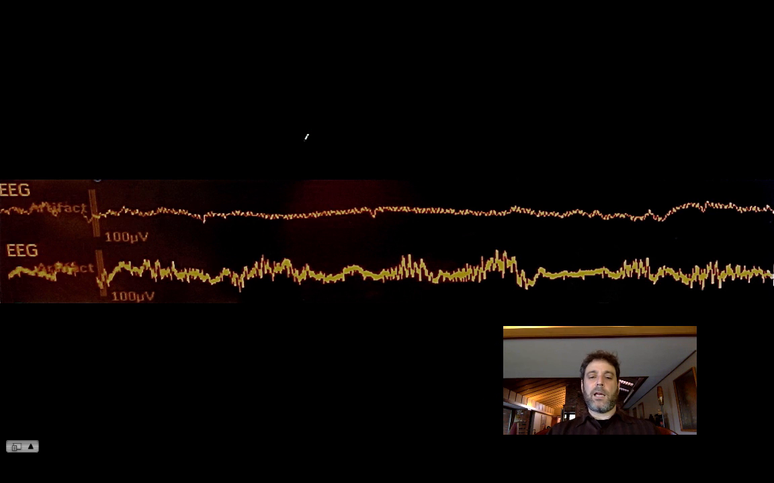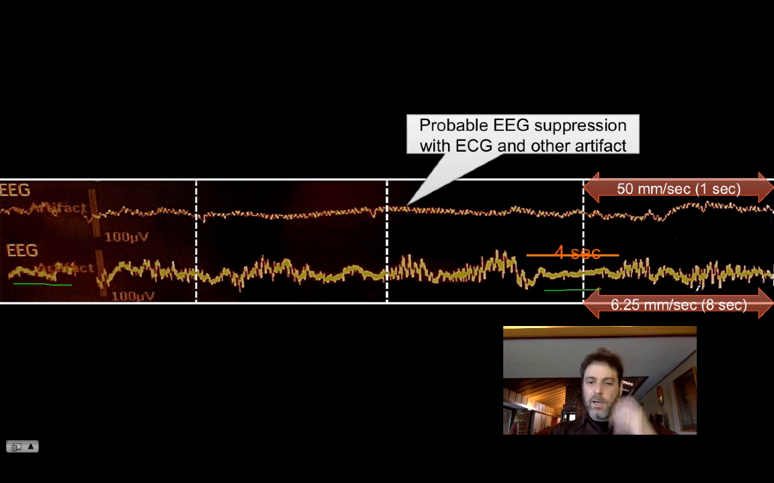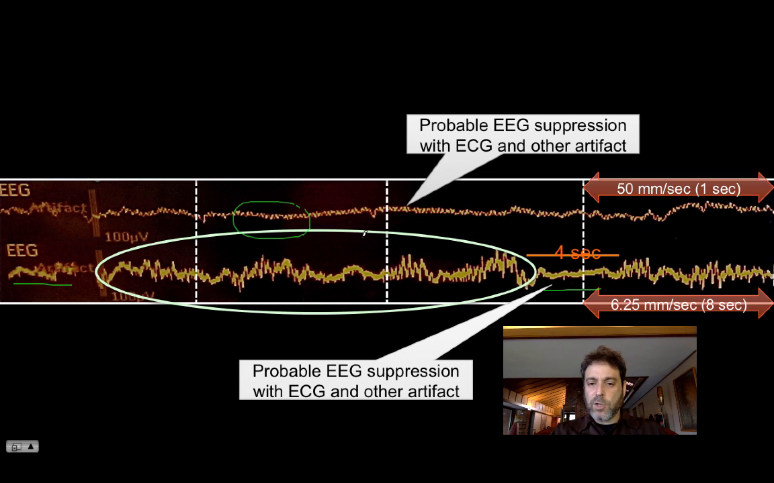So looking at that in more detail, you've got a period here of roughly 4 seconds. You can see EEG suppression. There's probably EEG suppression there as well, and a period of EEG suppression there. There is ECG and other artifact. This other artifact is this fuzzy baseline, which is some sort of high frequency activity, maybe electrical interference from some device. That's a period of suppression.